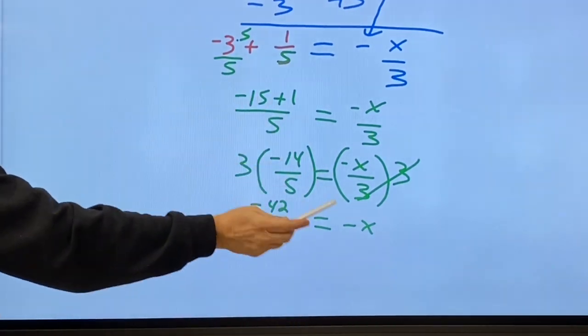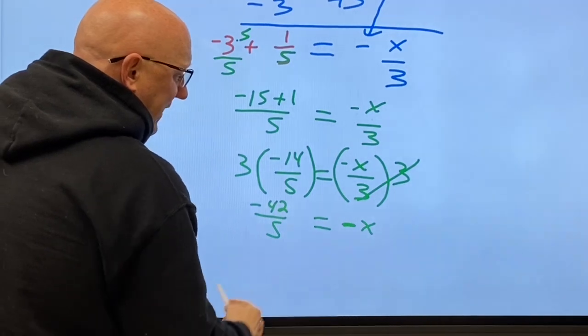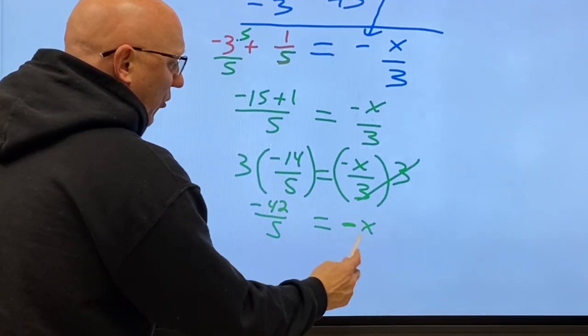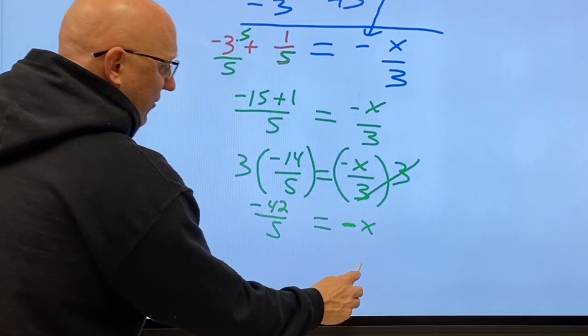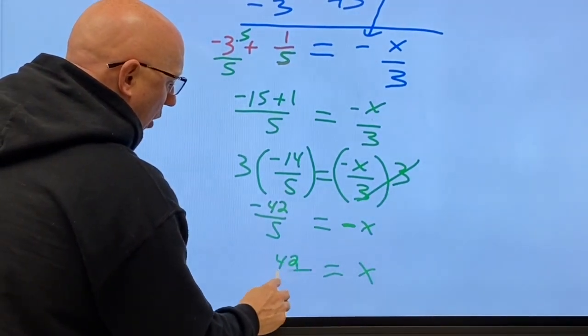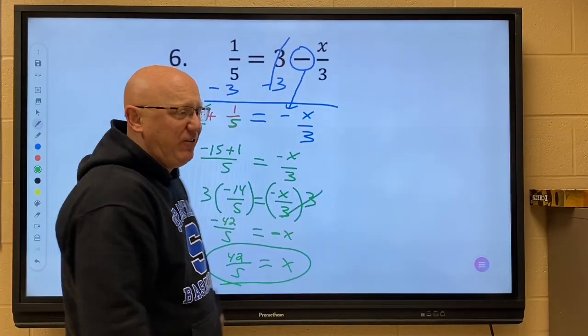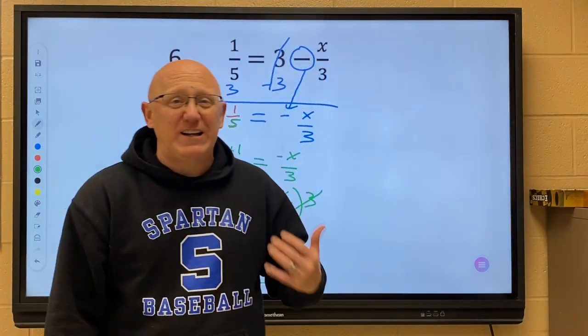And as I showed in the previous problem, because this is negative, I'm going to divide both sides by negative 1, which ultimately means the same thing as multiplying by negative 1 on both sides. And x is equal to 42 over 5. And you can leave it like this, or you can put it as a mixed number, or even a decimal.